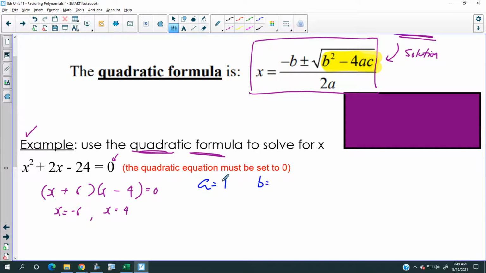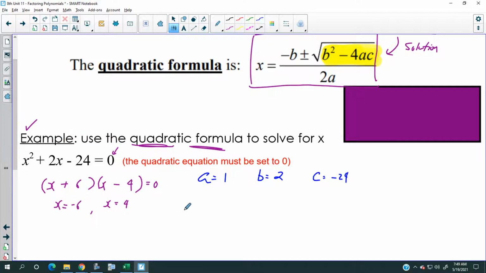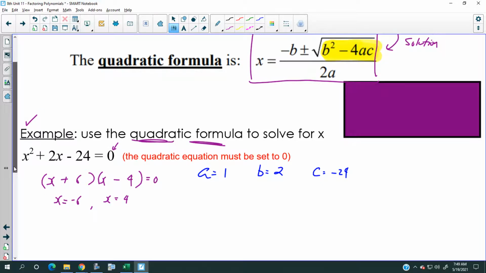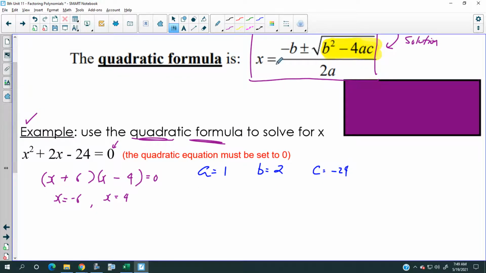Just gonna lay out all the letters here, my A, B, and C's. C is negative 24. So watch this now, okay? So now I'm going to use the formula, all right? And I would encourage you, if you really want to memorize it, to rewrite the formula every time you do this, okay? Because I think that's what I did when I was your age. All right, so now let's get to it.